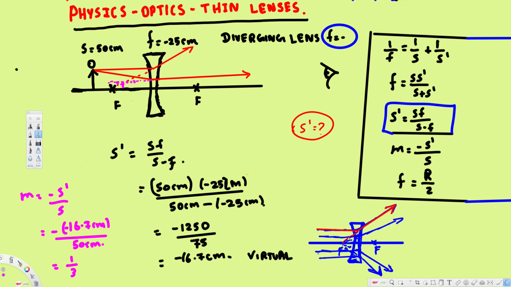It means the image is going to appear 1 over 3 times the size of the original, so it's smaller. If you divide this, that gives you 0.33, so it's 0.33 the size of the object. So that's how we do this kind of problem.